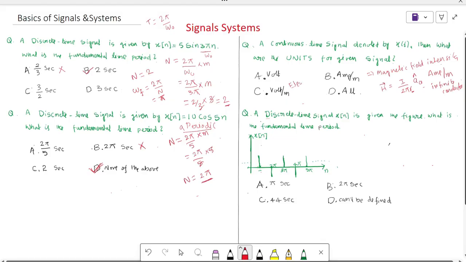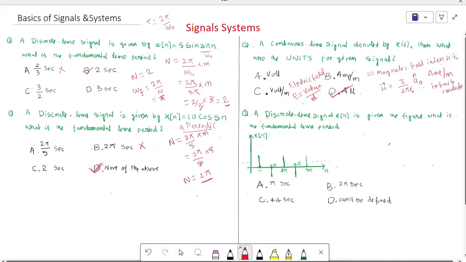Electric field, you know, the formula we can write in terms of voltage and meter, or D. So volt per meter. So it may be volt or ampere per meter, it is correct, volt per meter is correct, so all are correct. So the answer is all are correct.